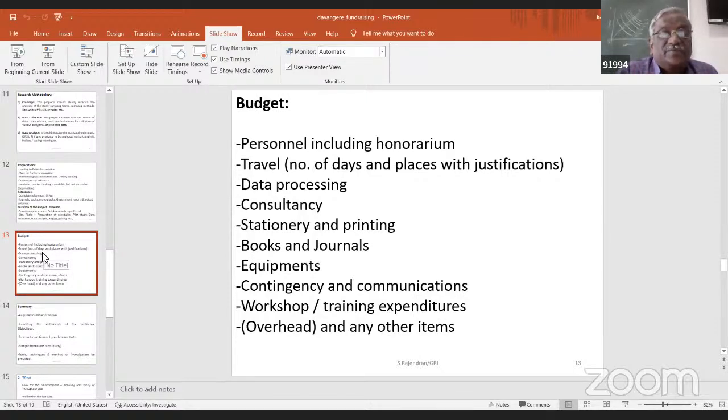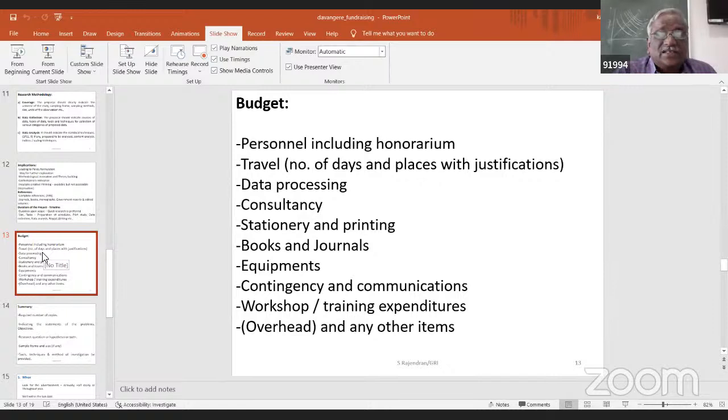Some agency may not provide a provision for consultancy. Some agency may not provide a facility for equipments. Some agencies may not allow you to conduct workshops and training programs. But broadly, you have to keep in your mind, these are the dozen aspects, dozen heads, which do come under the budget section. Personnel, travel, data mining and data processing, consultancy services, stationery and printing of documents, including schedules, questionnaires, etc. Books and journals, which include reports, etc.